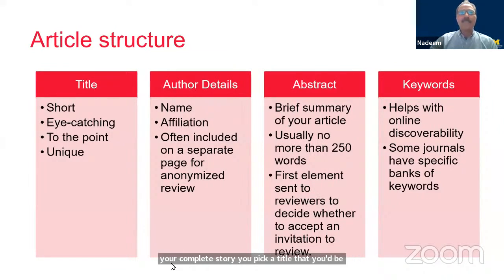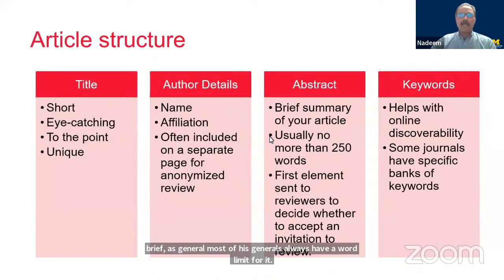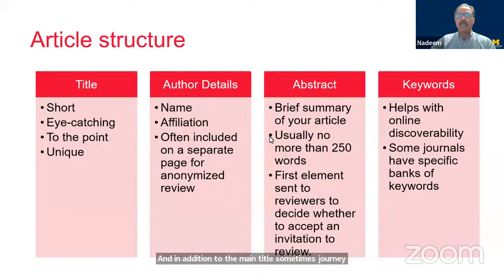And titles usually give the first impression of the whole story. It can enhance searchability and engage your readers from the start, so much so that it can impact the everlasting success of your article. Title has to be brief, as most of the journals always have a word limit for it. And in addition to the main title, sometimes journals also ask for a short title, which usually appears as a header on the published article on individual pages.